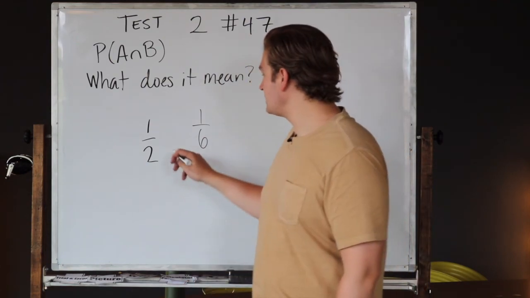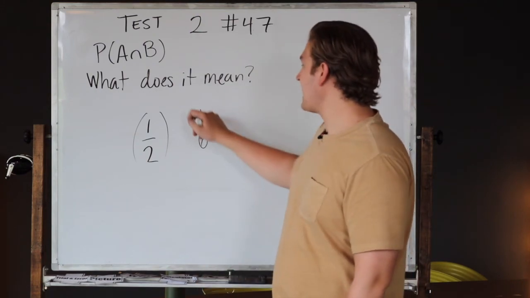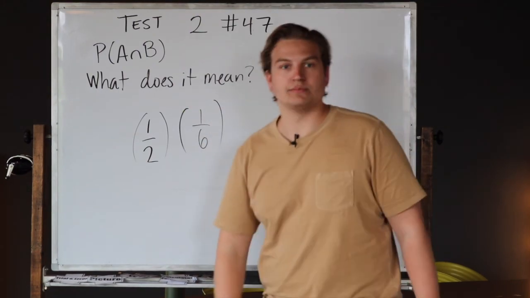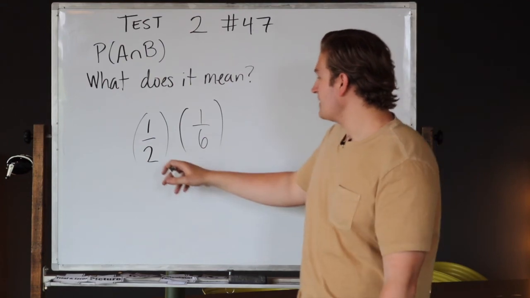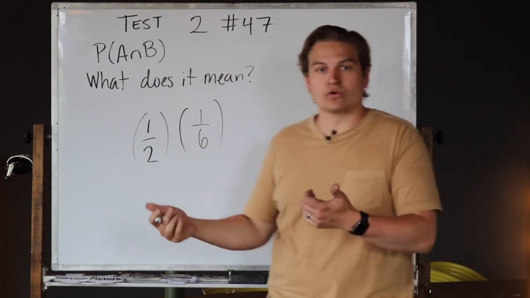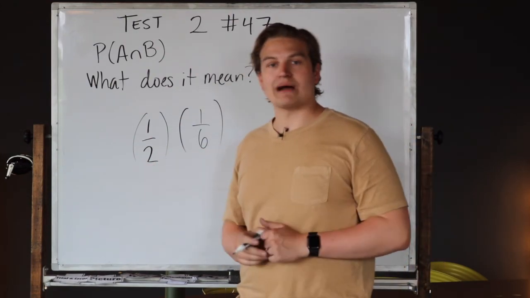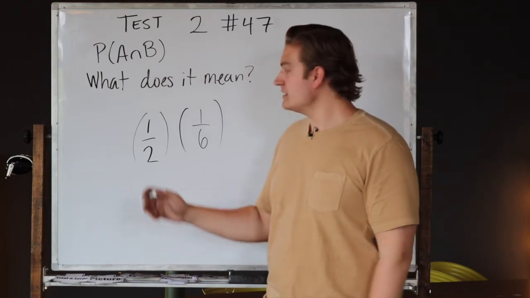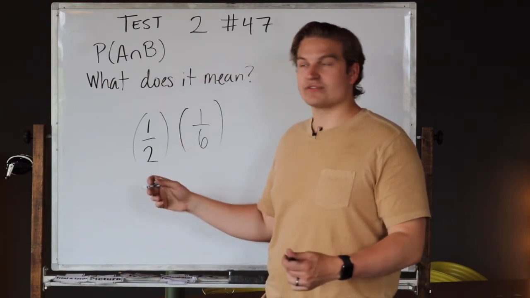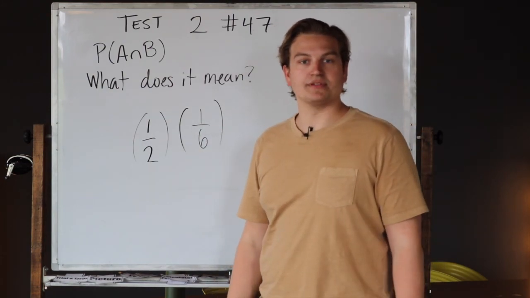Well, what you do is you take the 1/2, the probability that you flip heads, times 1/6, the probability that you get a 1. So imagine, the coin flip and the dice roll are completely separate events. But if I want to know the probability of both of them happening, whether you know this language or not, you know to multiply the two probabilities together.